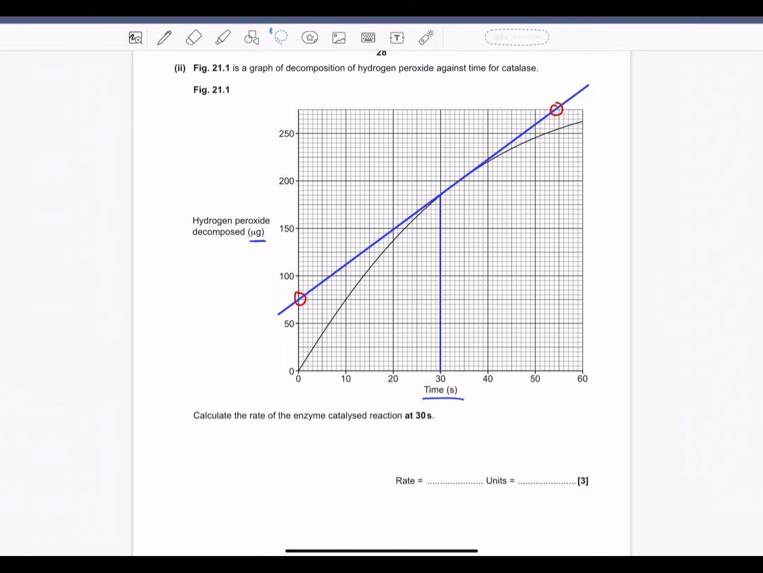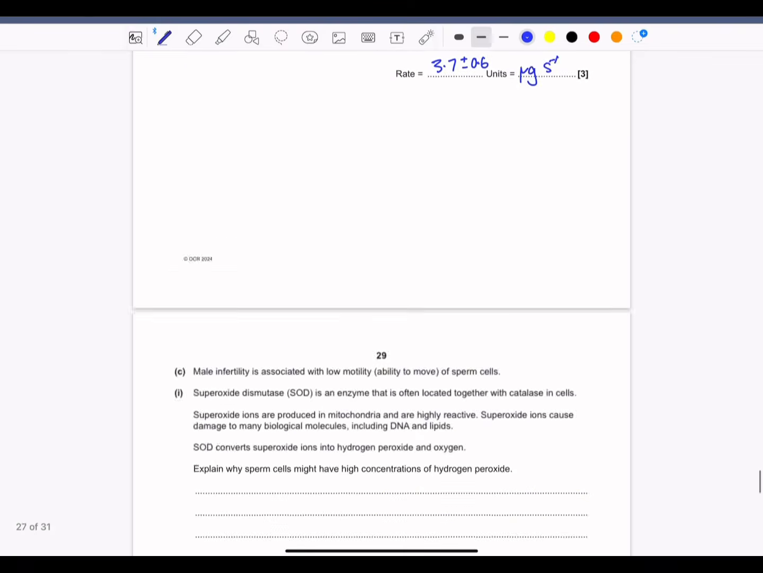You'd work out the gradient of the tangent, and that would be the answer. So the answer on the mark scheme is 3.7 plus or minus 0.6. I would calculate it, but I can't seem to draw the tangent correctly on here. And then the units for this are micrograms per second, because we're dividing peroxide by time.